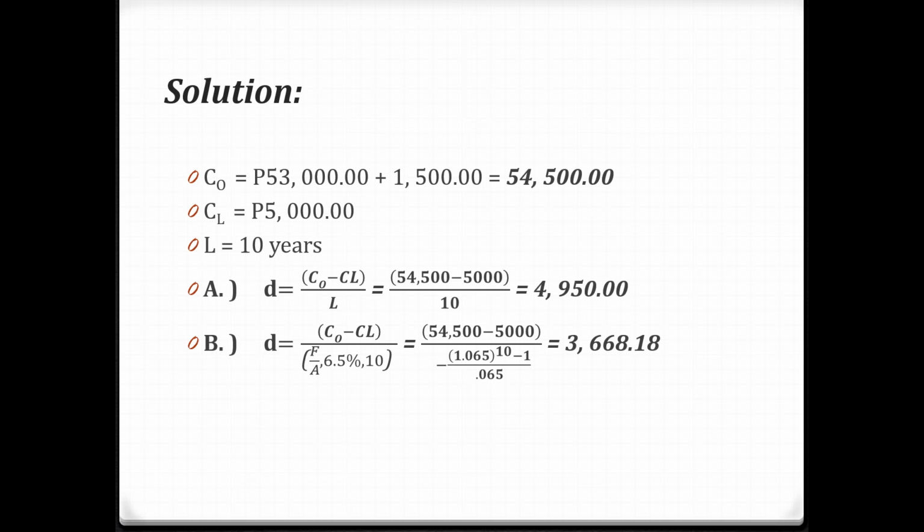Letter A, we have 54,500 minus 5,000 divided by 10. So, magkakaroon tayo ng depreciation cost of 4,950 pesos. And then, with regards to depreciation using sinking fund method, mag-iba lang yung denominator mo. So, yung denominator mo is the notation of finding F given A at the rate of interest at the L year or the useful life. So, from that, we will have 3,668.18. So, dito nagkataon lang na mas mababa yung depreciation ng sinking fund method.